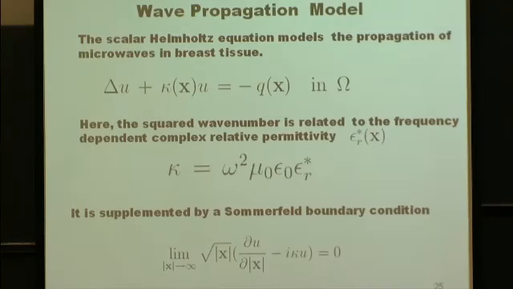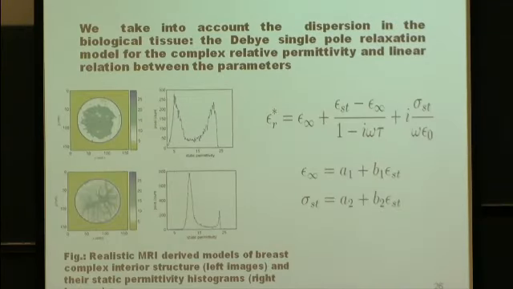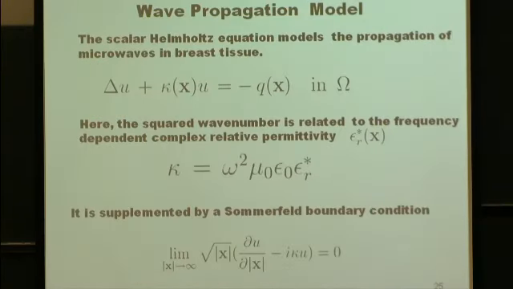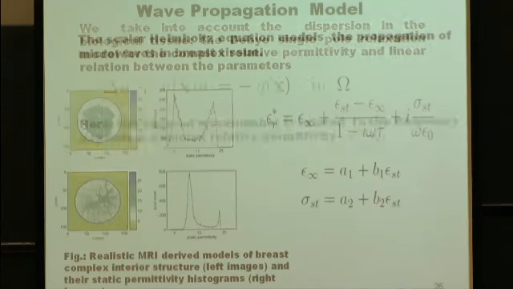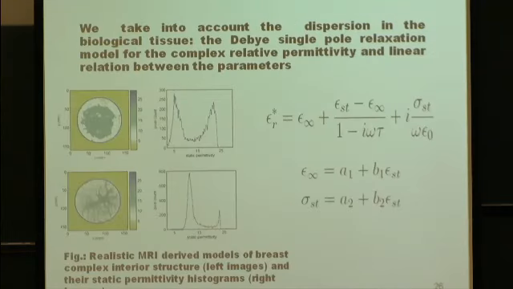And we are looking for the kappa of x, the wave number, which contains the permittivity and the conductivity which are characteristic for benign or malignant tissue. What we are looking for is a small tumor embedded in typical breast tissue.